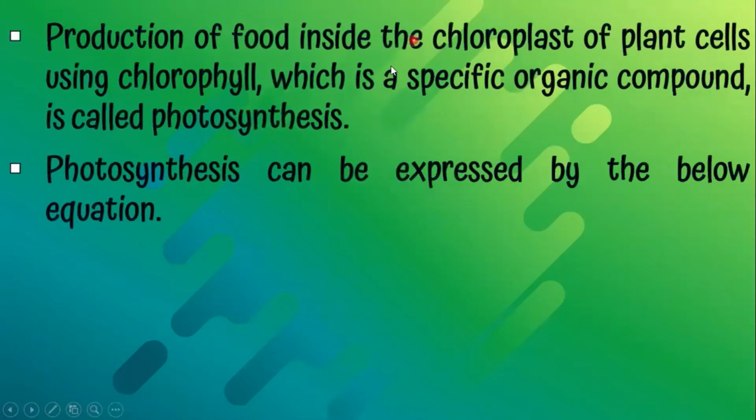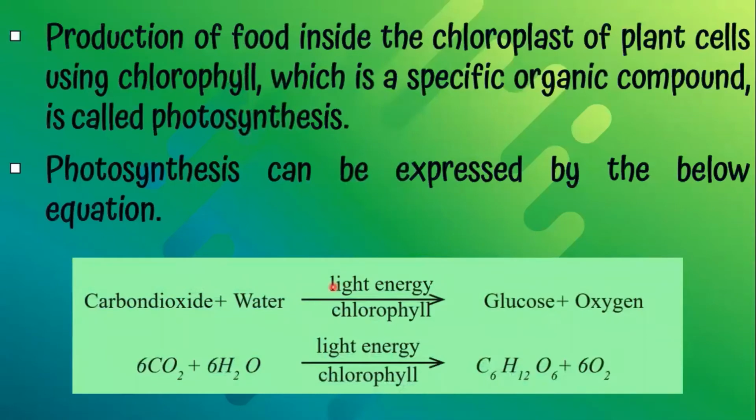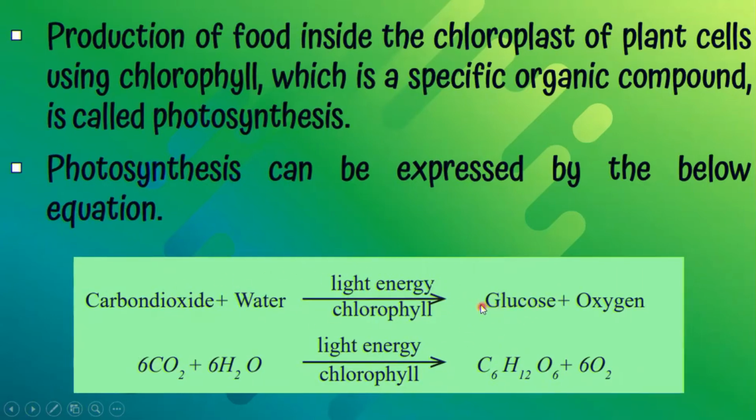Production of food inside the chloroplast of plant cells using chlorophyll, which is a specific organic compound, is called photosynthesis. Photosynthesis can be expressed by the below equation. Carbon dioxide plus water plus light energy plus chlorophyll equal glucose plus oxygen. So this is the food and these are the materials needed to make food in plants.